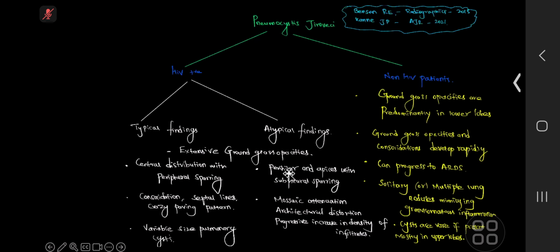There was one small cyst, I'm not sure if you have noticed, which is developing in the left lower lobe. In atypical findings, there will be perihilar and apices involvement with subpleural sparing. There will be mosaic attenuation, architectural distortion, and progressive increase in density of the infiltrate. So a very important teaching point is that in non-immunocompromised patients, it can rapidly progress to ARDS, whereas in immunocompromised patients, it is a progressive increase in infiltrate.